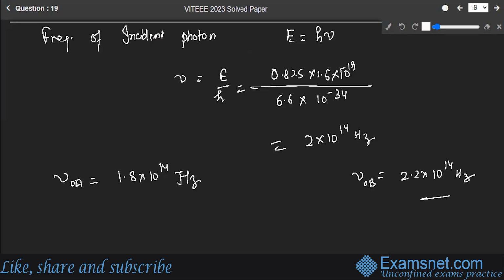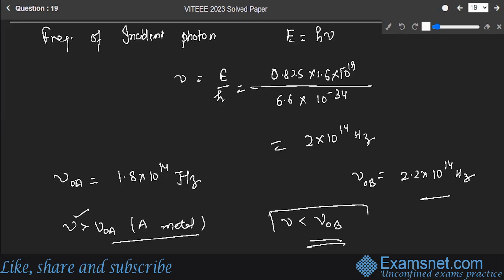See, the photoelectrons will be emitted from the metal surface if the frequency of the incident photon is greater than the threshold frequency. And here you notice that this frequency is greater than the threshold frequency for the metal A, and this frequency is less than that for the metal B. Threshold frequency of A metal is less than the frequency of the incident photon, and the threshold frequency for the metal B is greater than the frequency of the incident photon, right? This is for the B metal. So that means photoelectrons will be emitted from only A.